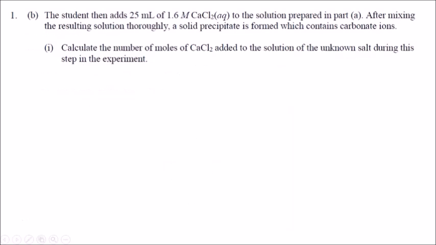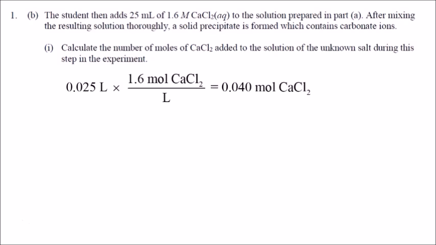In part B, calculate the number of moles of calcium chloride added to the solution. So we have 25 milliliters of a 1.6 molar calcium chloride solution. We're just going to do volume in liters, so 0.025 liters, times the molarity, and we get 0.040 moles of calcium chloride.